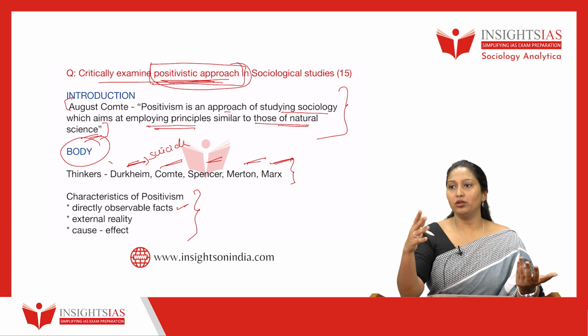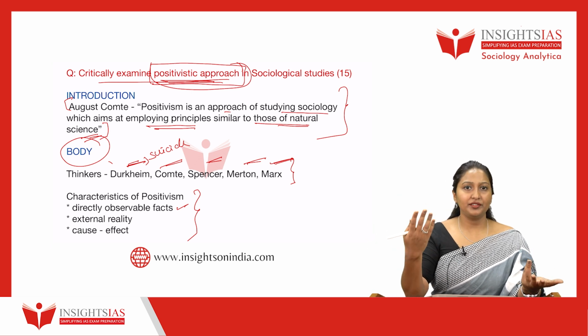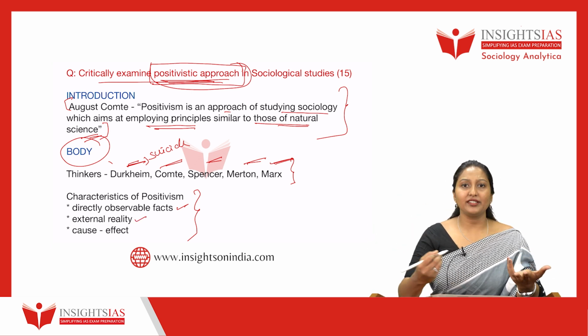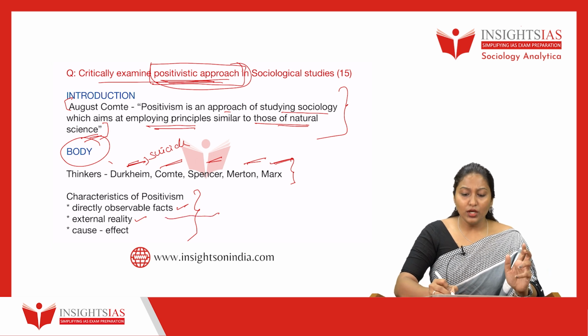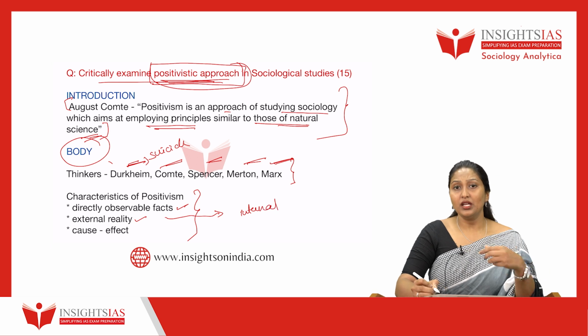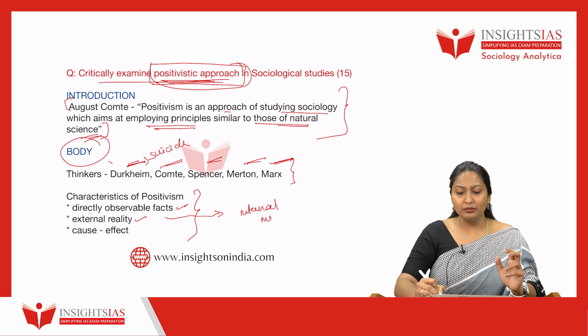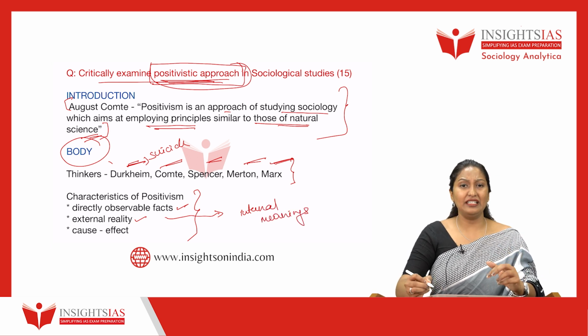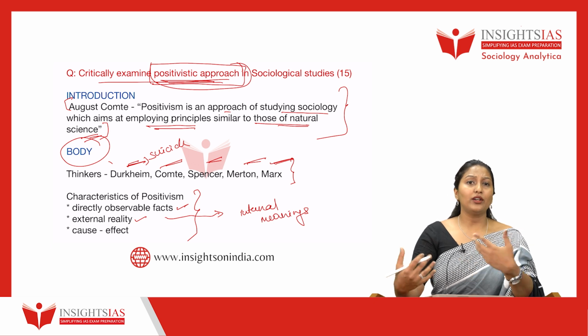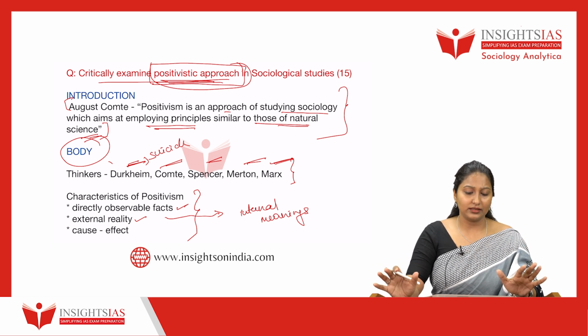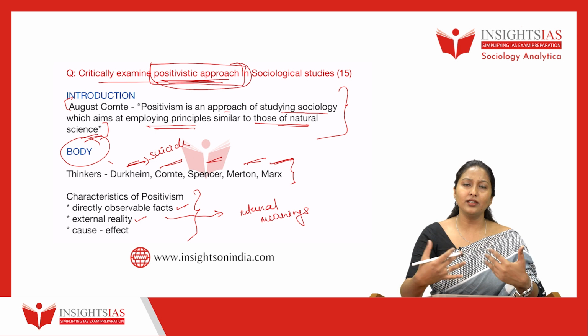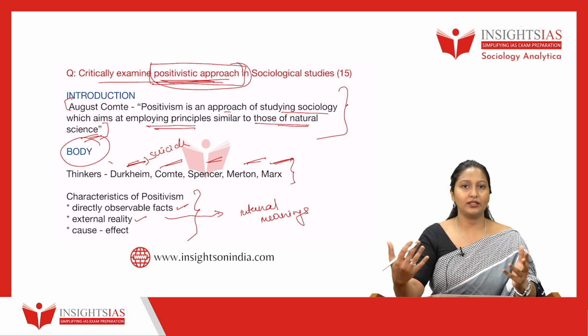Directly observable. However the facts are, you will take it at face value. Next, external reality. External reality means what? You will not try to understand the internal meaning of human beings, what they are feeling, emotions, and all those things. Whatever the external reality is, you will just understand that, whatever it is.